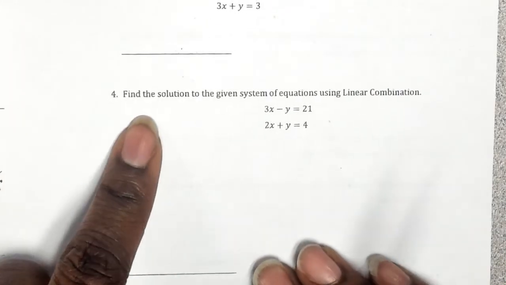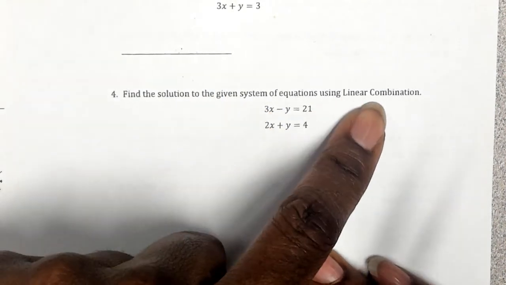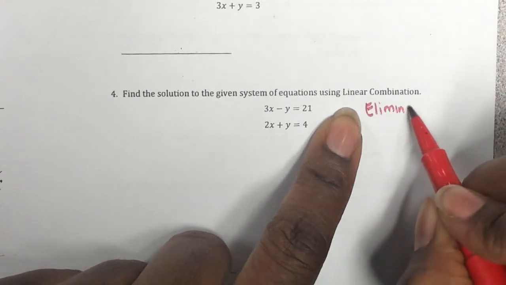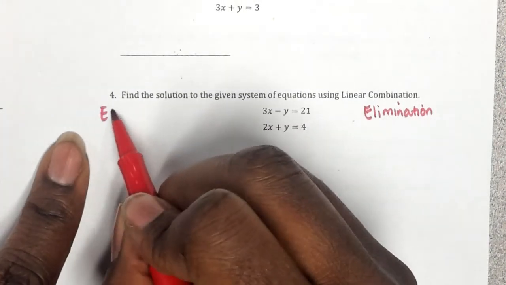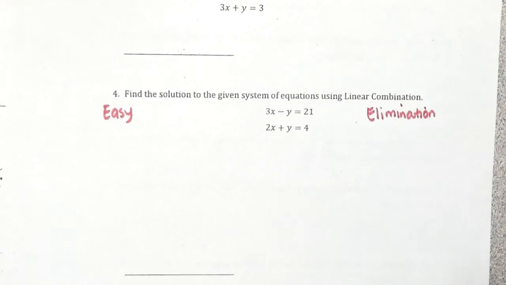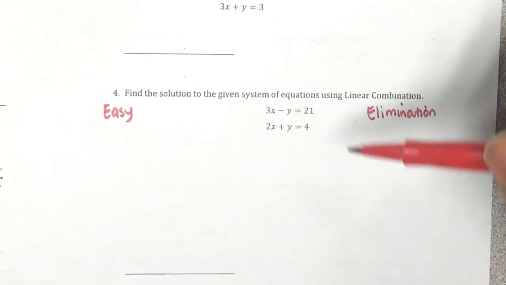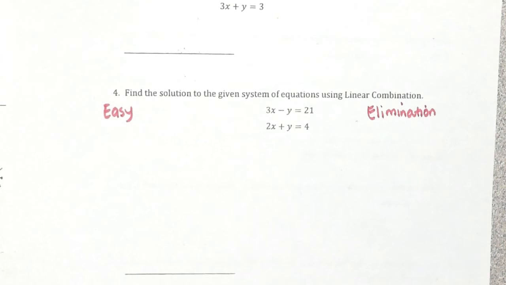Number 4, find the solution to the given system of equations using linear combination. Linear combination is the same thing as the elimination method. And this one is an easy one because there's already a 0 pair for you. So please understand the easiest ones are when we already see a 0 pair. Yes, that's negative 1y and a positive 1y, which will be your 0 pair. Moving on with your life.